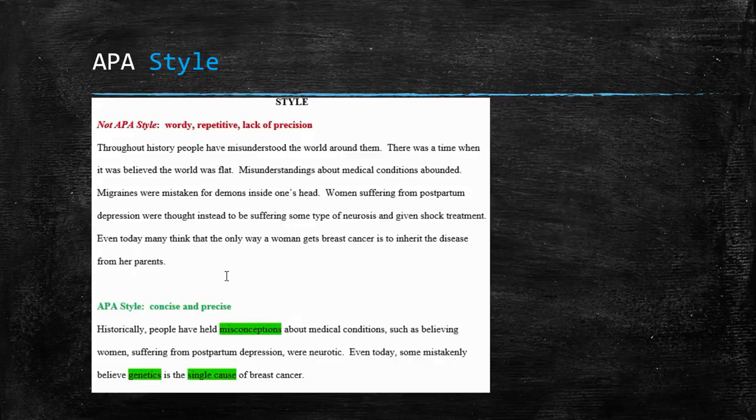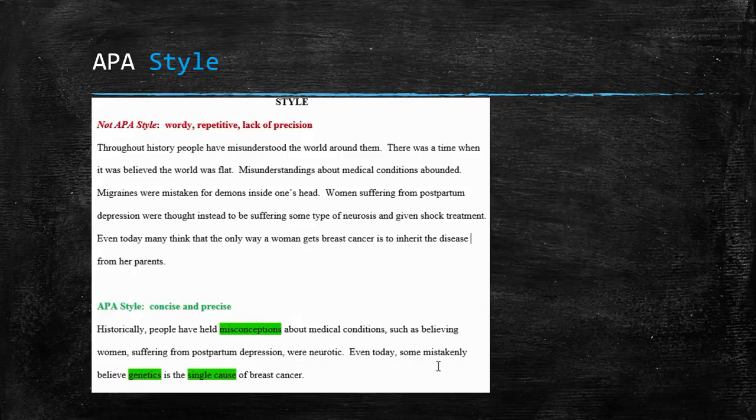But even more so, I want you to take a look at the precision of some of the words that are being used. Here we have the word misconceptions. So instead of people have misunderstood the world around them, we have people have held misconceptions. It's a wonderful word, it's very precise, and it sounds very professional. Here's some more words to take a look at. Not just the green ones here, but here we have suffering some type of neurosis, and that was changed to were neurotic. So again, more precise.